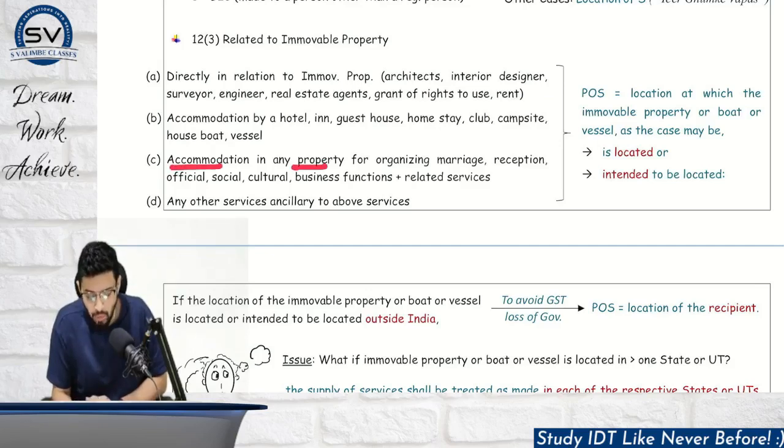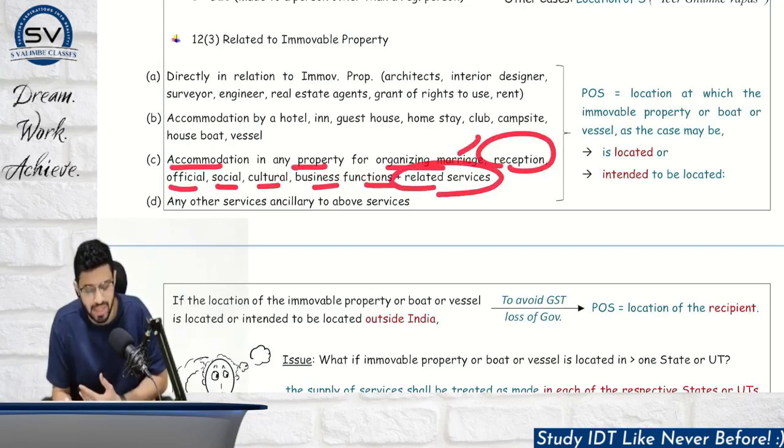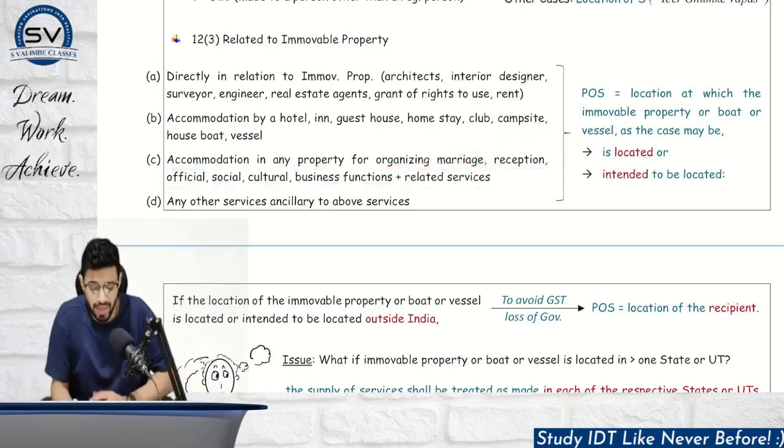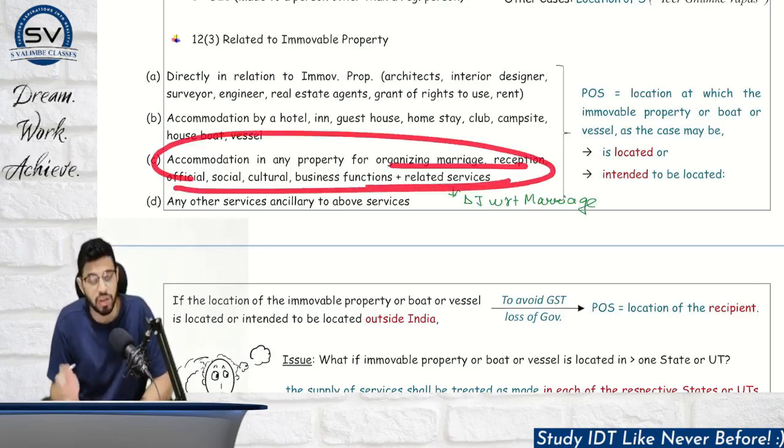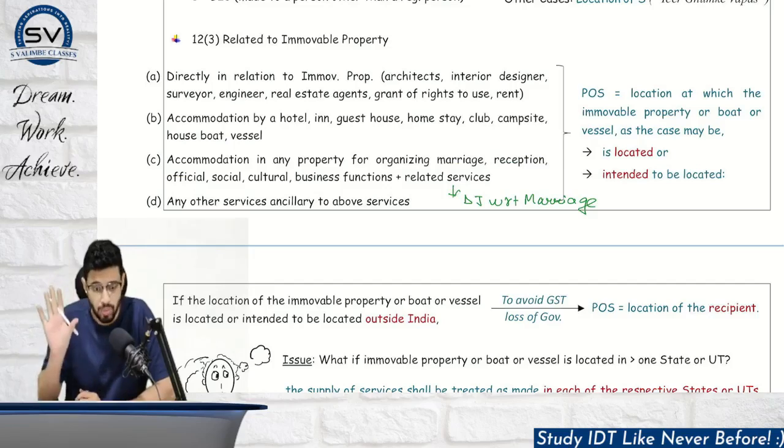Accommodation in any property for organizing marriage, reception, official, social, cultural, business functions and related services. So what can be an example of related services? Example, DJ with respect to a marriage function happening. So again, all these accommodations with respect to any function are also associated to the immovable property.